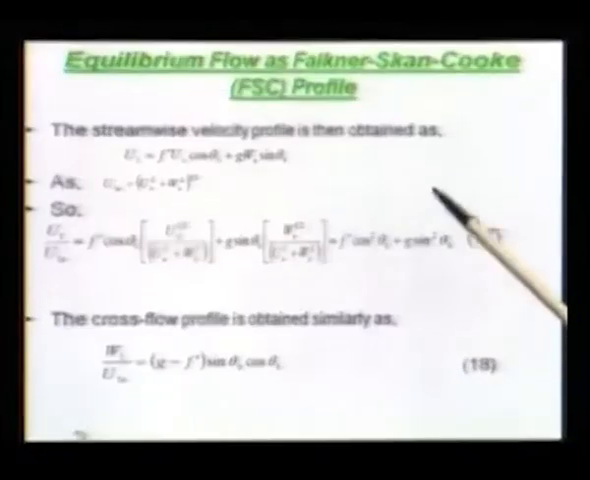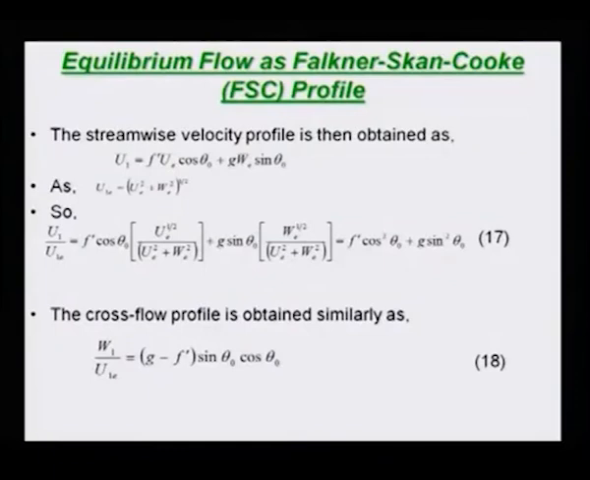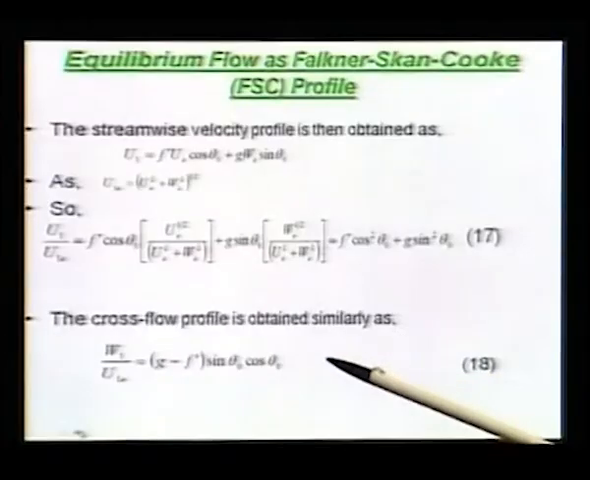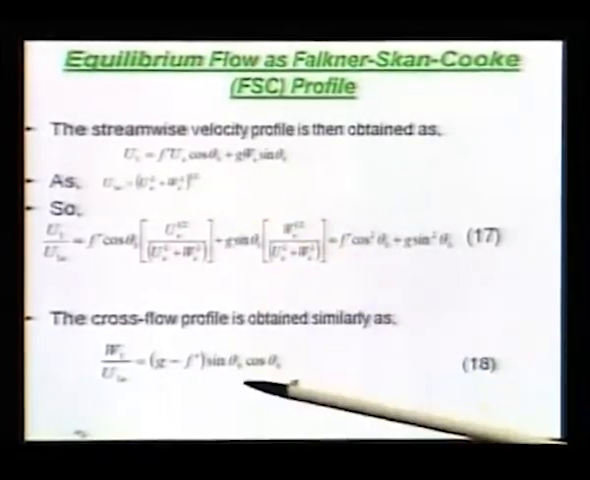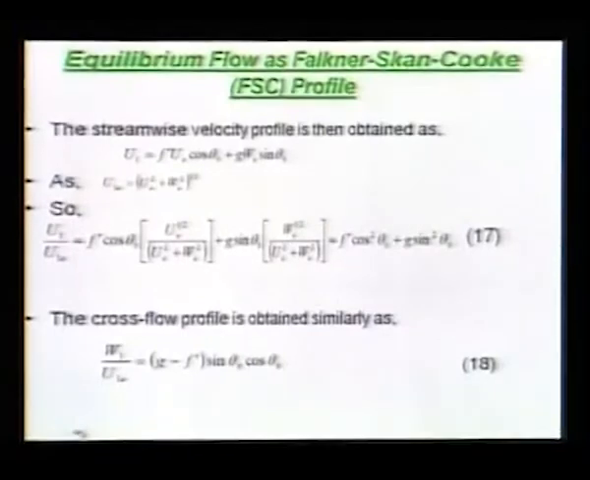So, you can realize that we will solve those two ODEs. We will get the f and g distributions, and from that information plus the UE and WE information, we will have the expression for theta naught, and we will get this.